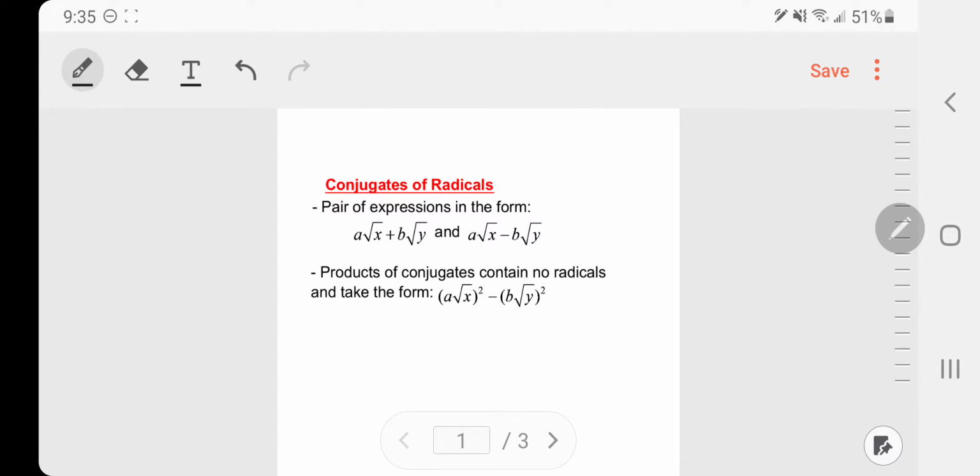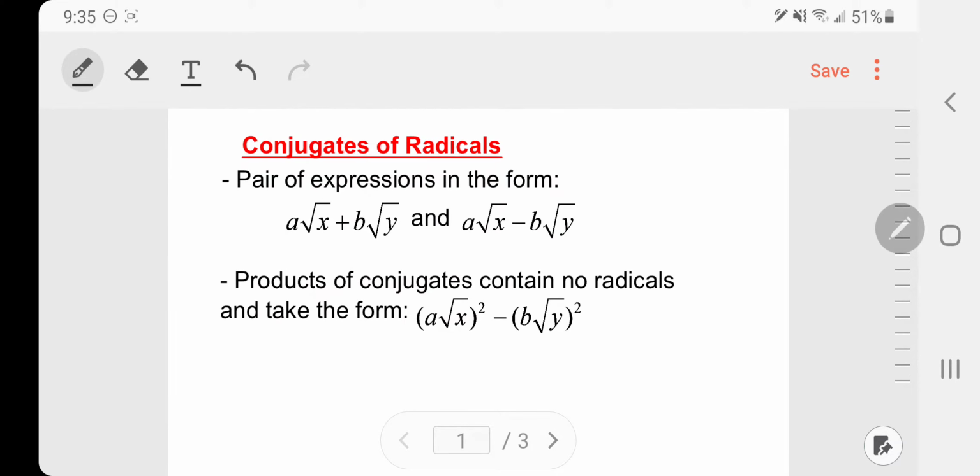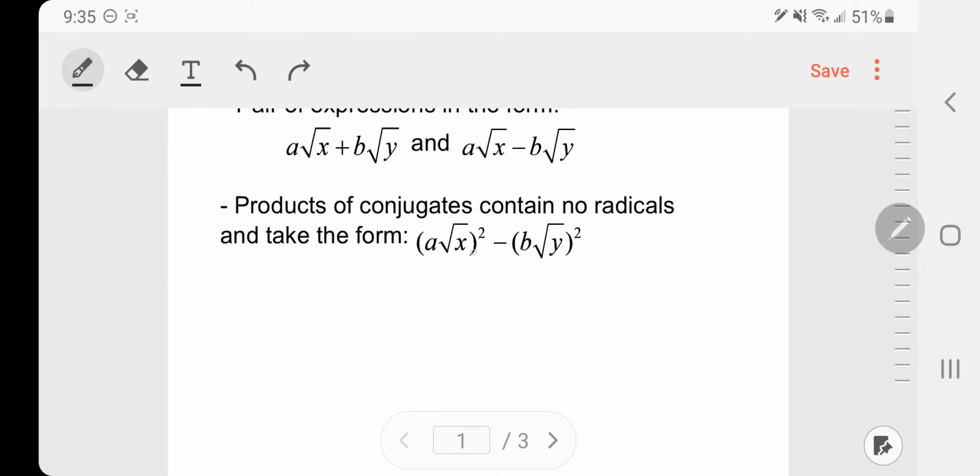All right, in today's lesson, we're going to take a look at rationalizing radical expressions by multiplying by a conjugate. The conjugate is pretty much the same expression in the bottom, except you're going to change your middle sign. So if it's a plus sign, it becomes a negative sign or a minus sign, and if it's a minus sign, it becomes a plus sign.